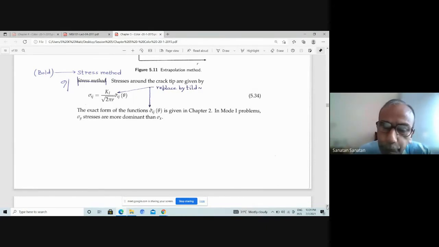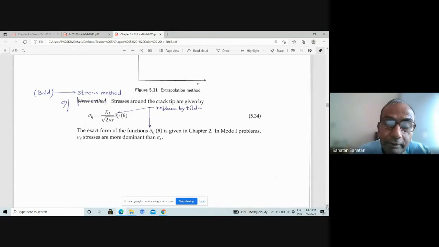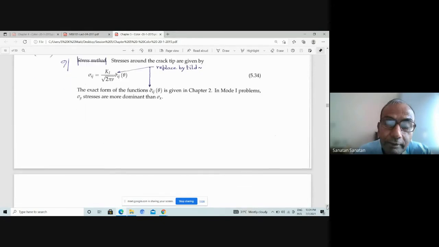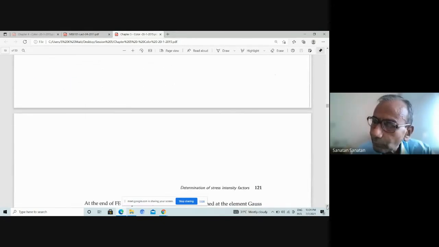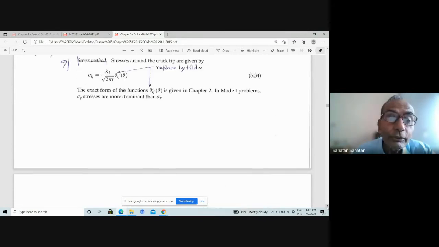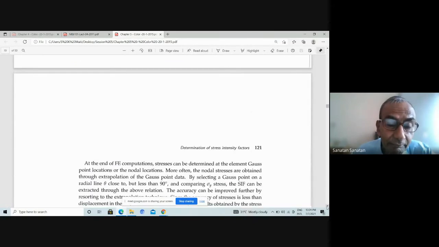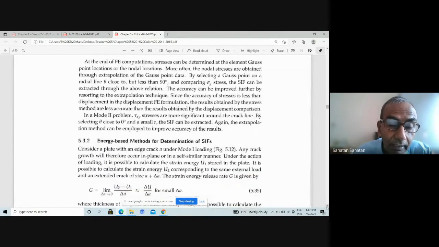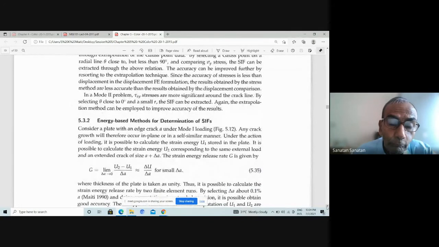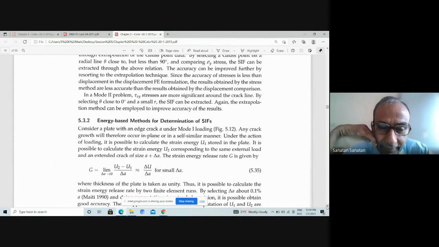Again, to improve the accuracy, you can go for the extrapolation method where you vary R from 0 to some finite value, and extrapolation will give you the result which is going to have the best accuracy. So these are the stress and displacement methods. And now the more accurate methods. What are the more accurate methods? Energy-based methods for determination of SIF.